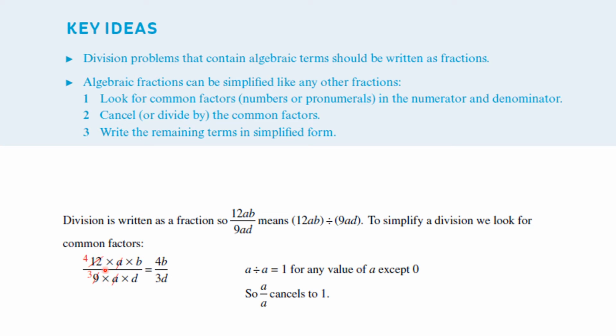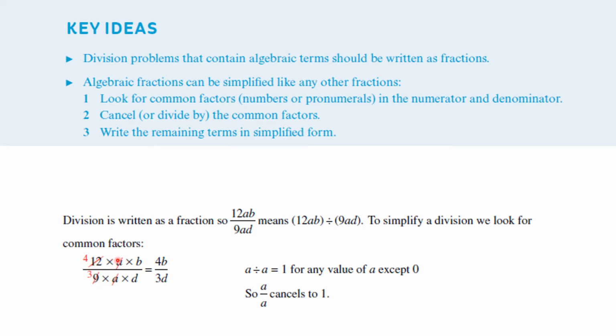So if we look at the two numbers, 12 and 9, we think about the highest common factor. In this case, it's 3. So if we divide 3 into 9, we're left with 3. If we divide 3 into 12, we're left with 4. So the numbers are sorted.